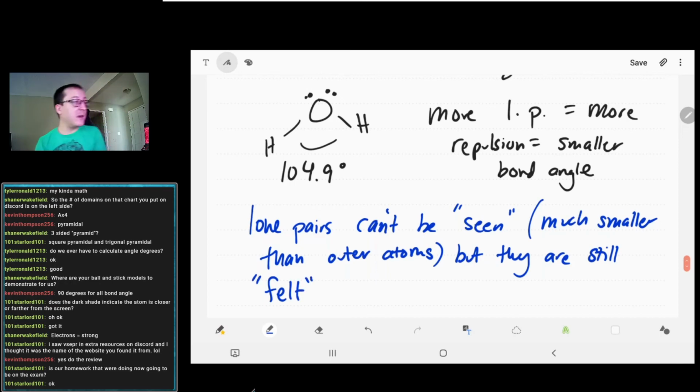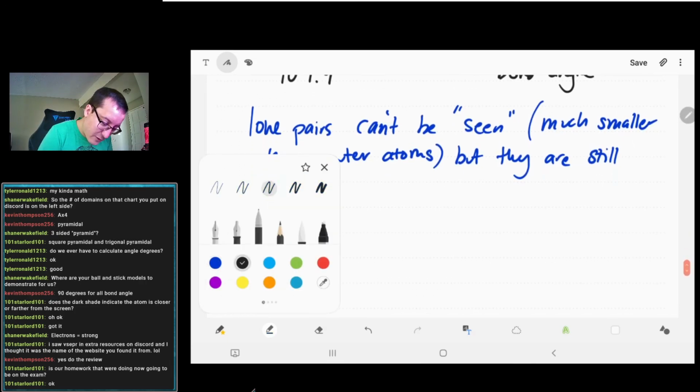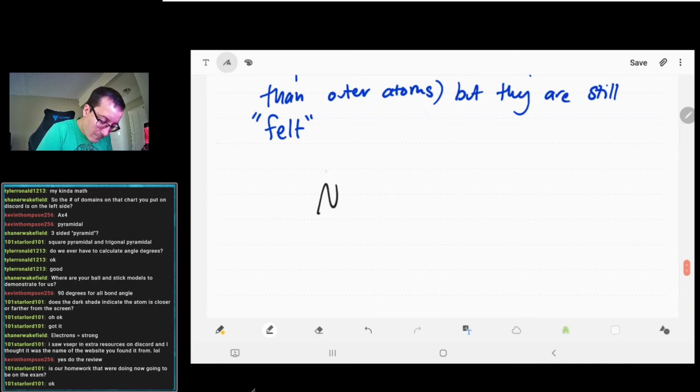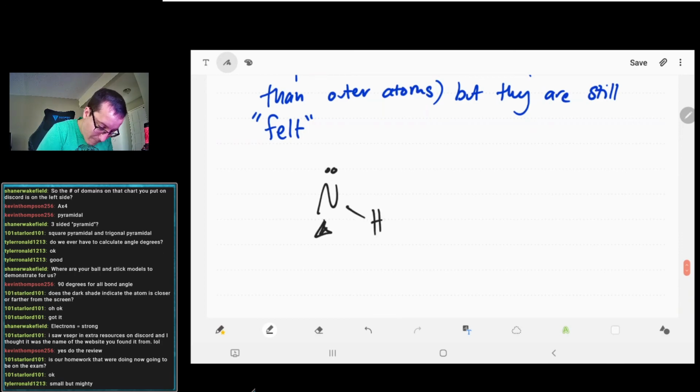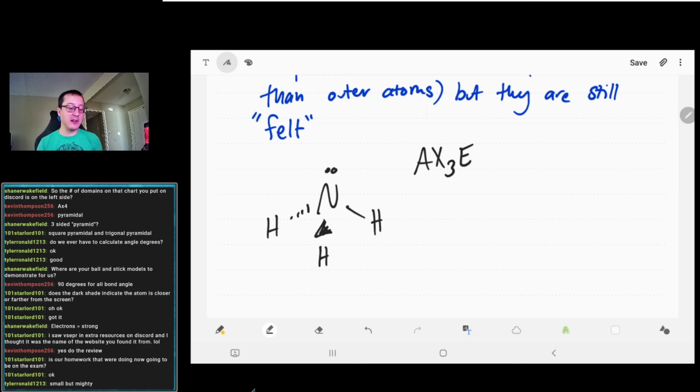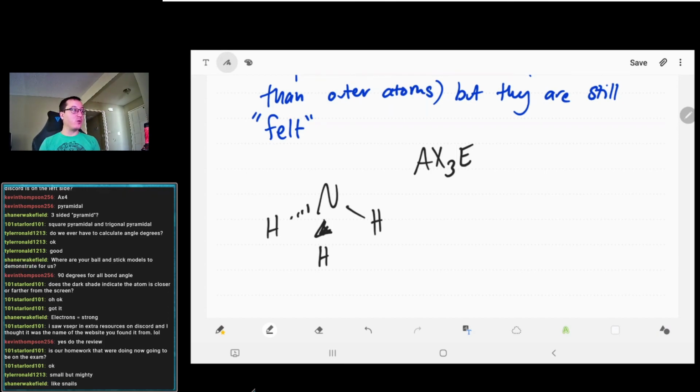So we can't see them, but we can feel them. We know they're there. And molecules see this. That's why these bond angles change. So if we go back to ammonia for a second, if we pretend, by the way, this is AX3E, if we pretend that that lone pair isn't there, erase it from existence, we can describe the shape of what is left.